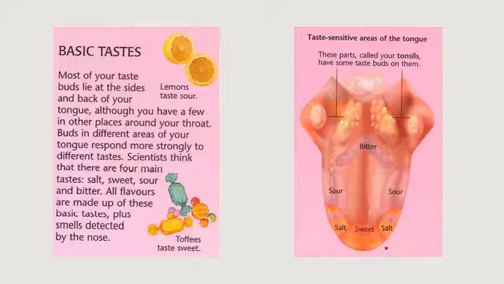Okay? So these are the parts. Sweet is right in front. Salt is on the sides, sour is in the back on the sides, and bitter is way in the back. These are your tonsils, and they also have taste buds in them.